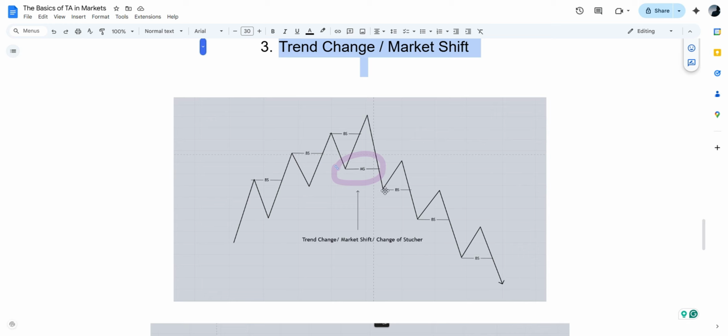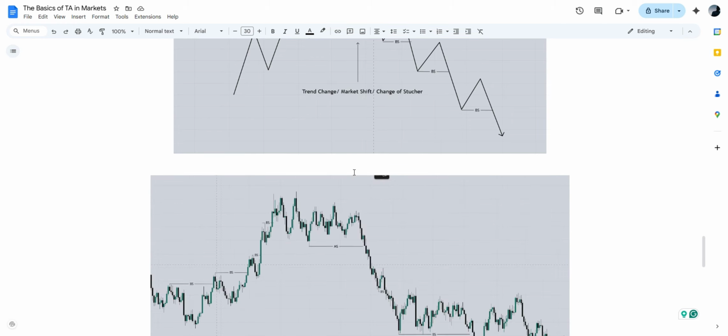After this market shift, the market started giving us break of structure, but this time on the downside. So you can see break of structure in the downside, break of structure in the downside, break of structure in the downside. So this is called a trend shift. We shifted from uptrend to downtrend, and this was the area where the trend shifts.